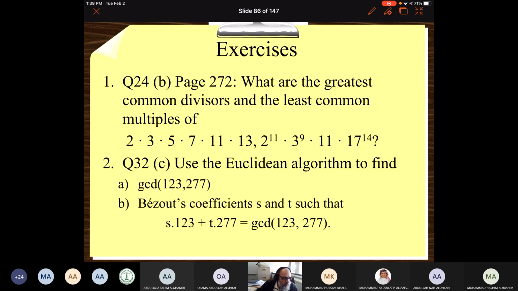So it's 17 to the power 14 times 11 times 2 to the power 11 times 3 to the power 9 times 5 times 7. Okay, so you just take the maximum.